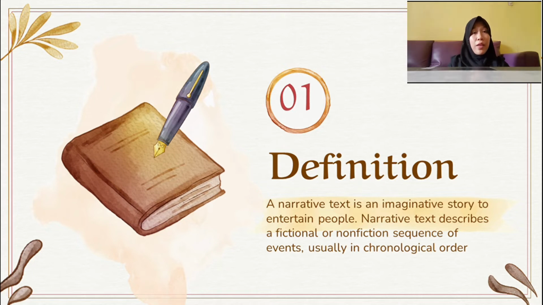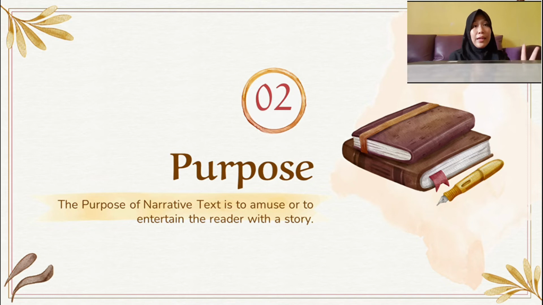A narrative text is an imaginative story to entertain people. Narrative text describes a fictional or non-fictional sequence of events, usually in chronological order. And then, what's the purpose of narrative text? We already know the definition of narrative text, and in the definition, we can find the purpose of narrative text. That is to amuse or to entertain people with a story.